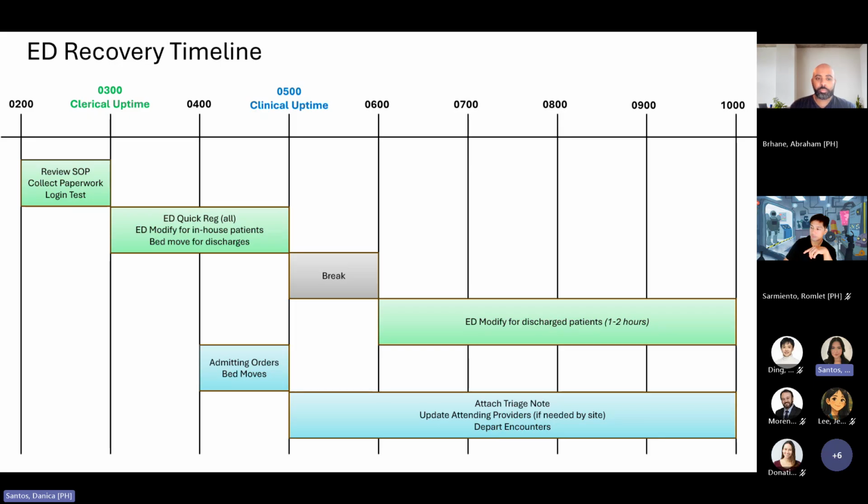For ED specifically, they will first complete quick registration of all downtime patients. Next, they'll use ED Modify to fully register all in-house patients, including patients who may already have been admitted to a unit. Once those patients are completed, discharged patients are moved to designated downtime locations, and we will show you this later in the session. Clinical recovery activities begin later at 5 a.m. And at this time, the clerks may take their breaks and complete the full registration for the discharged patients afterwards.